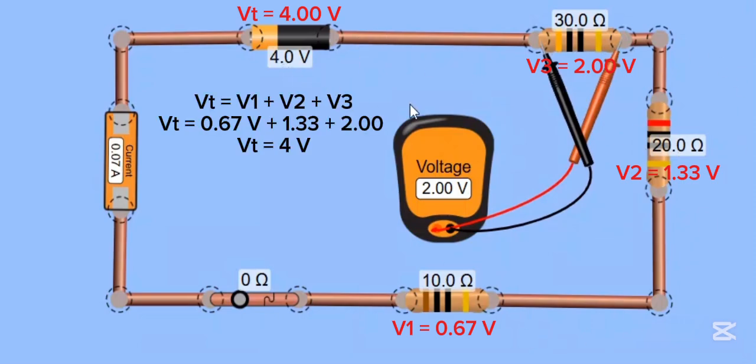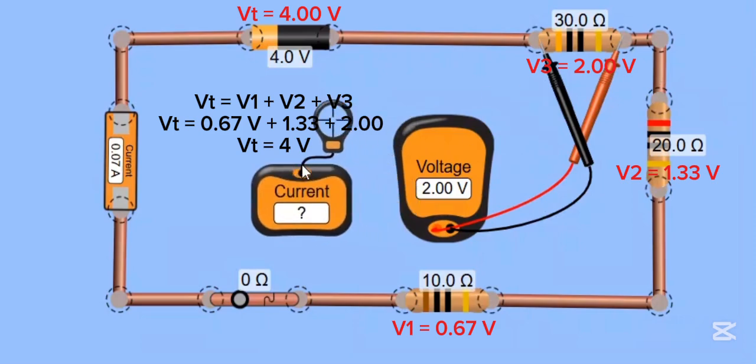Okay, let's look at the current. The current here is 0.07. The current here is 0.07. The current here is 0.07. The current here is 0.07.